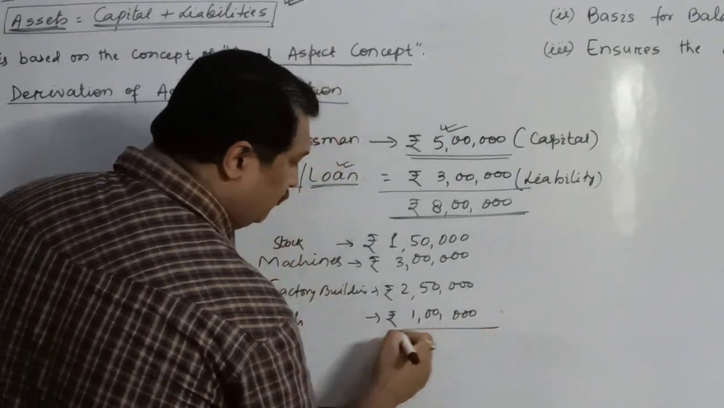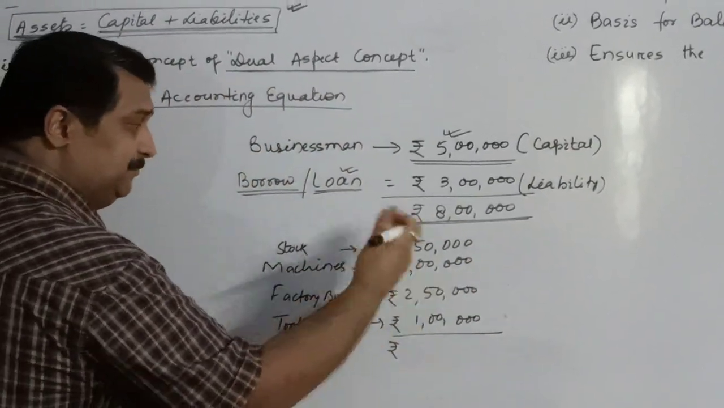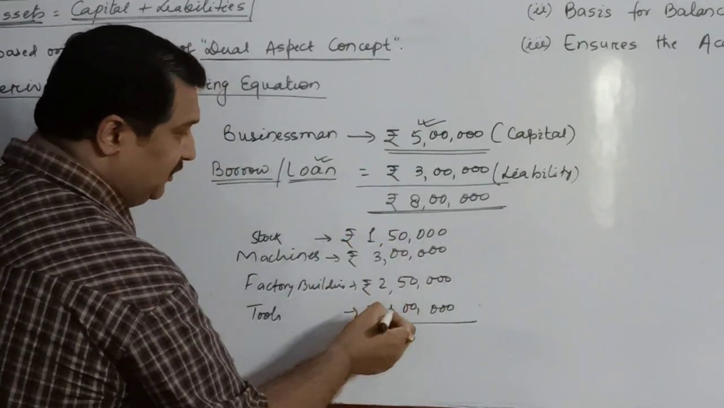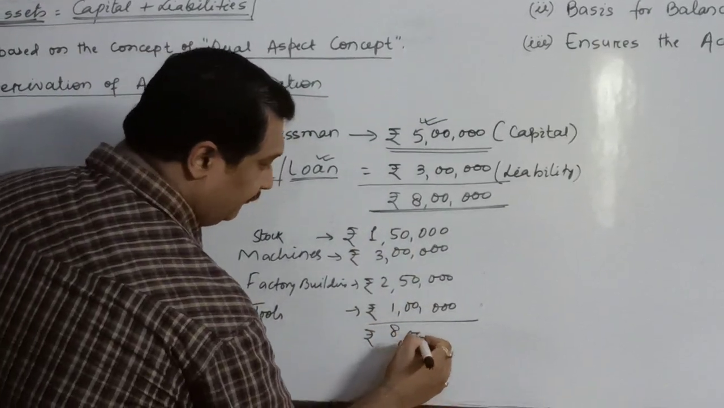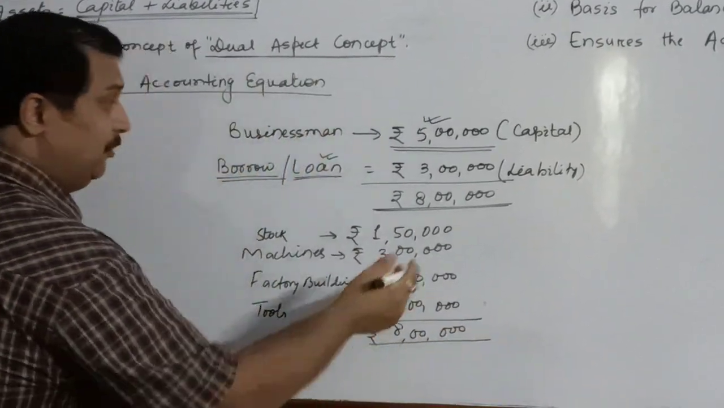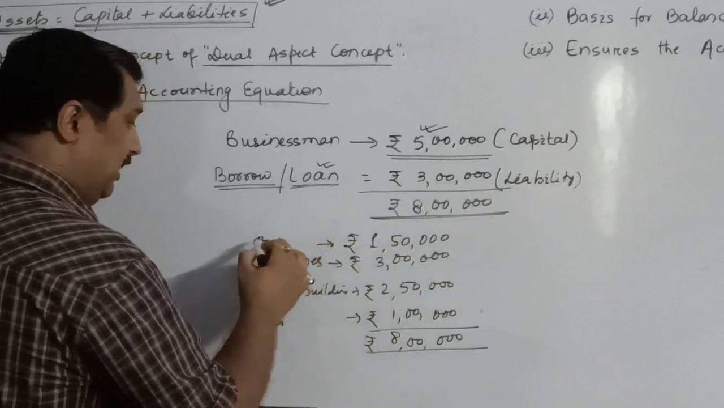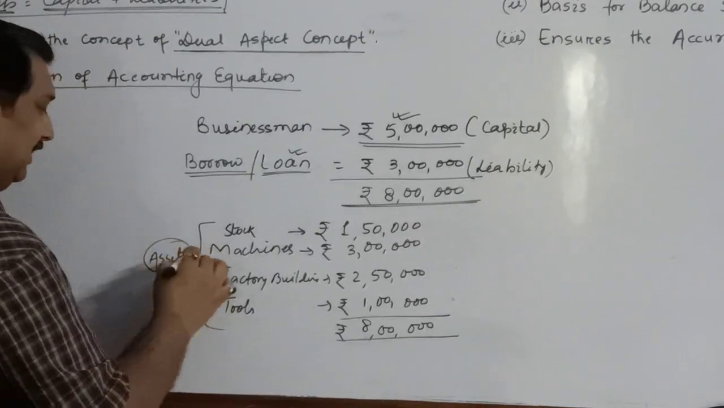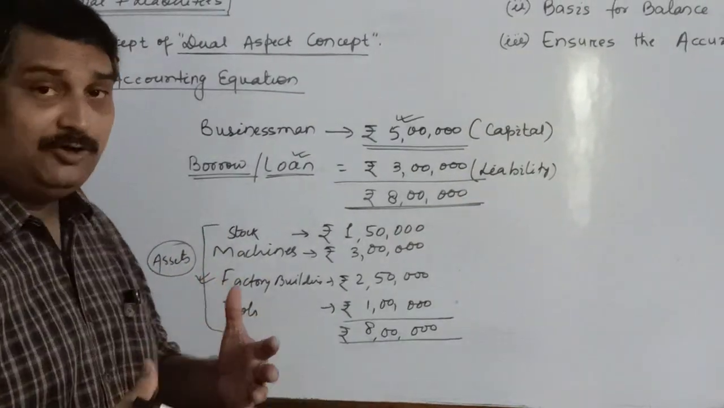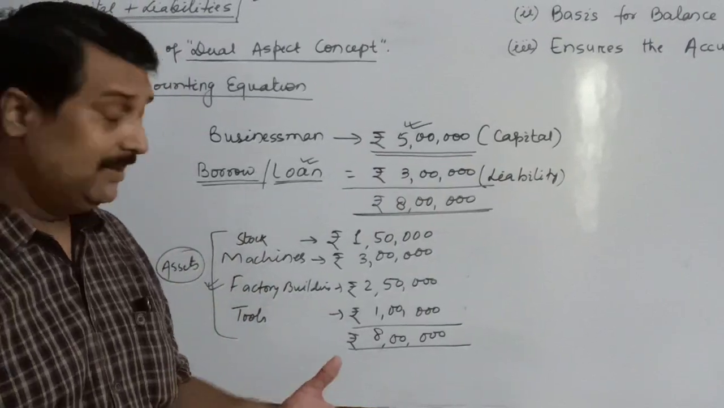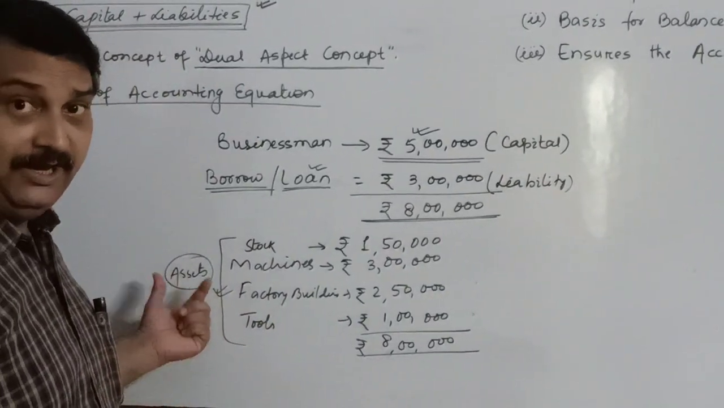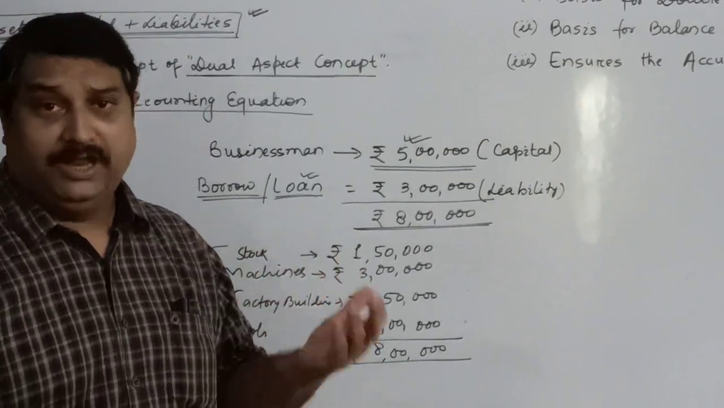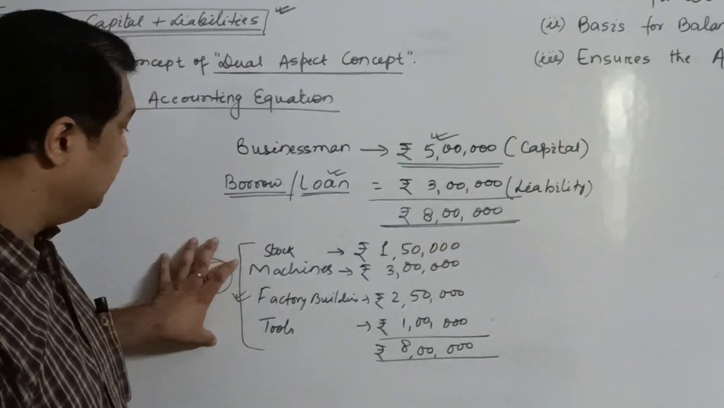So the total amount which he used in his business in order to do the production and sell it is of rupees 8 lakhs. Now what you can see over here is that these are those properties which will help him in continuing the process of production. That is why they are called assets. These things will yield him income, revenue in the future. That is why these are considered the assets.